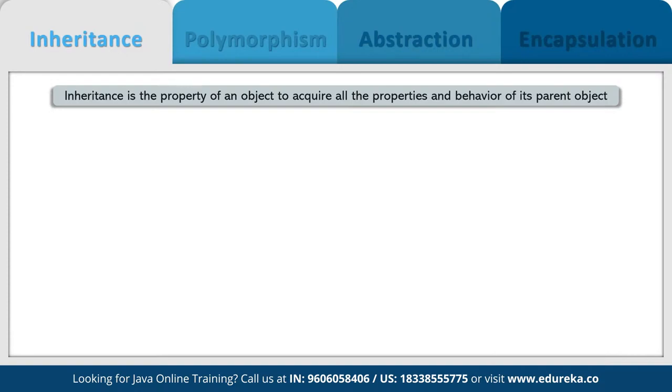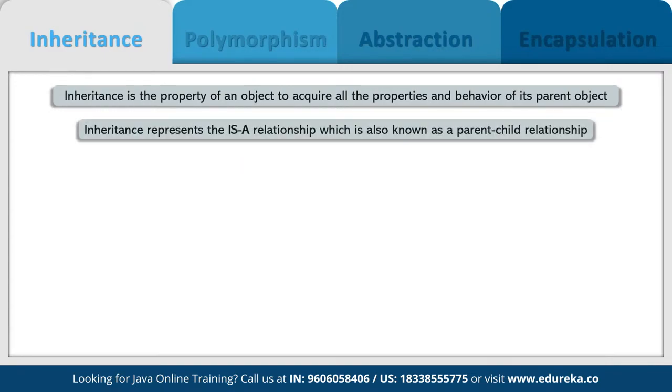If there are two objects, one a parent object and the other a child object, and the child object inherits all the properties and behavior of the parent object, this is called inheritance, and in Java it is possible. This is called an is-a relationship, which is a parent-child relationship.